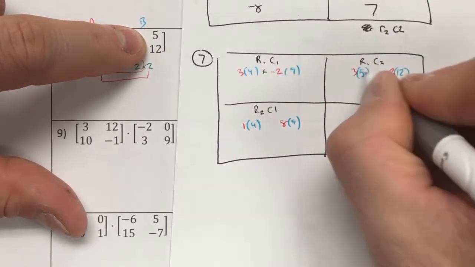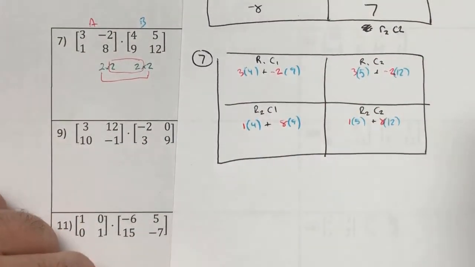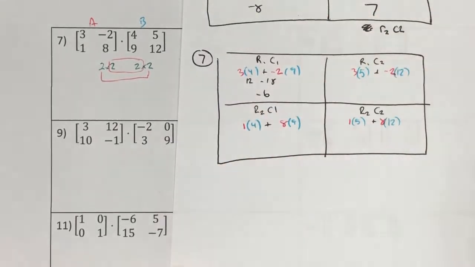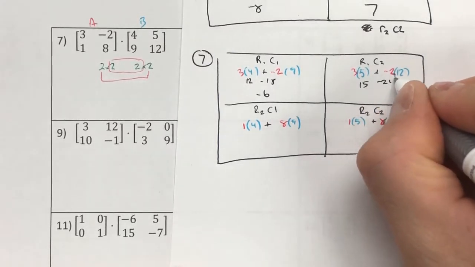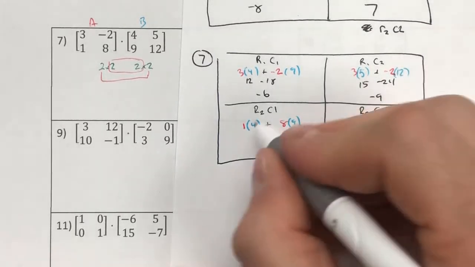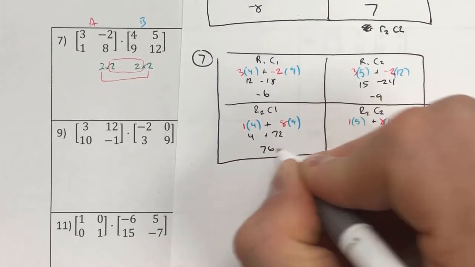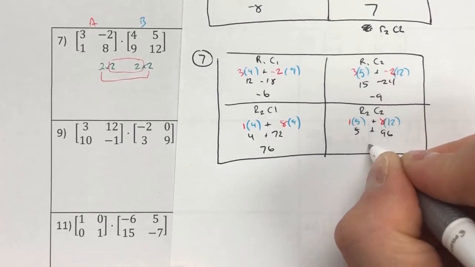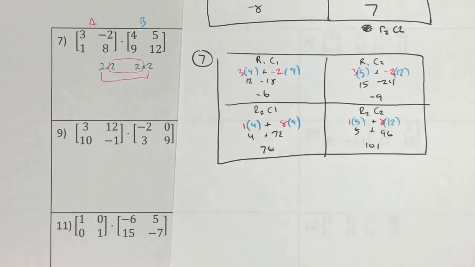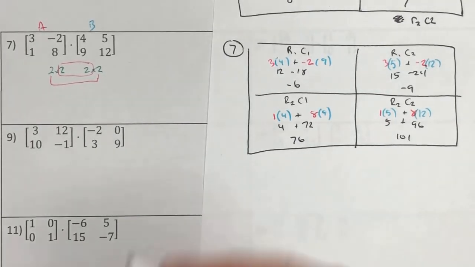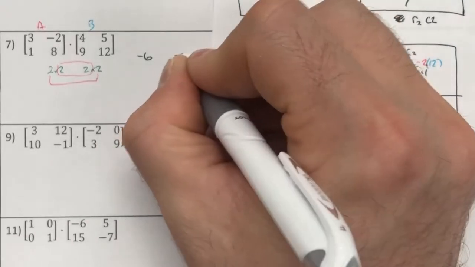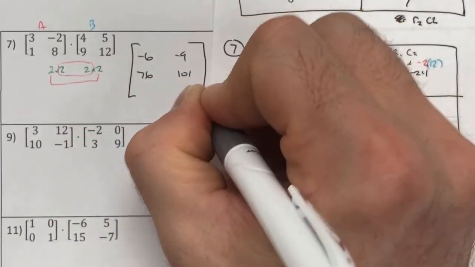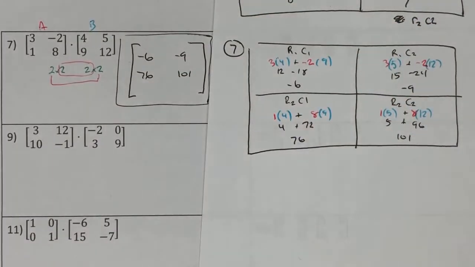And then all I need to do is figure out what the sum of both of those are. So 12 minus 18, -6. 15 minus 24, -9. 4 plus 72, 76. 5 plus, let's see, that's 80 plus 16, 96. It's going to be 101. So my answer to number 7 is going to be -6, -9, 76, 101. Boom. There we go.